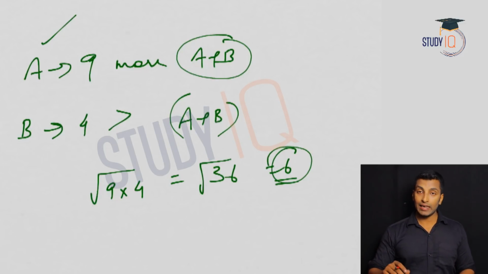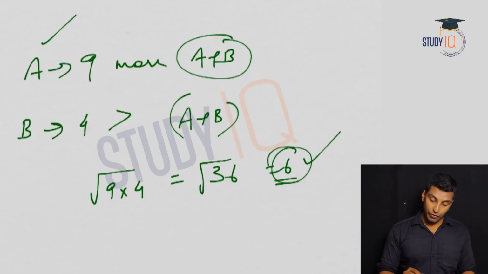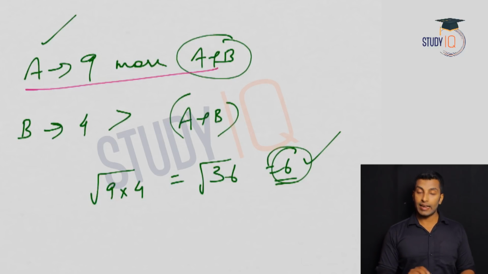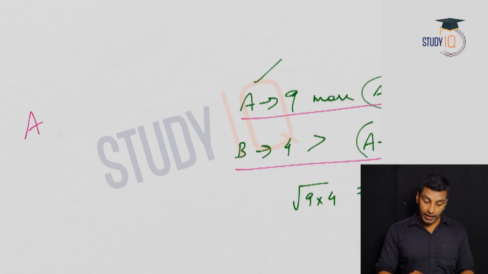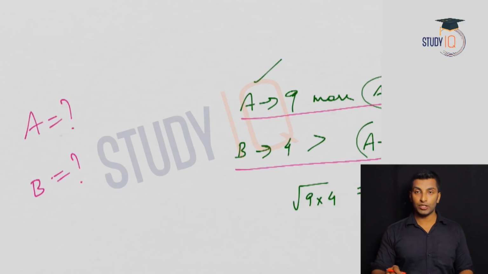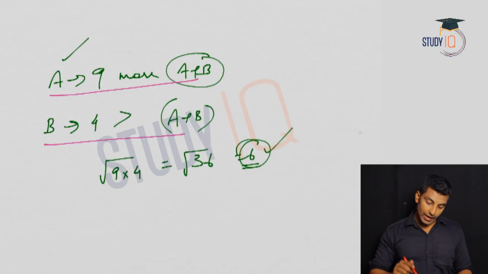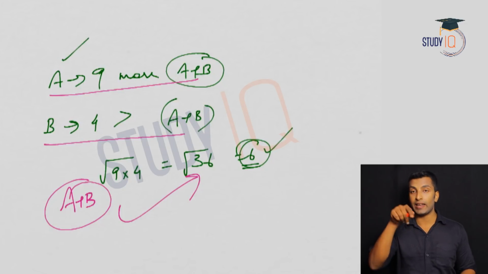So what is the question? If the question was A plus B working together, how many days is the work completed? 6 days. But I can ask you a different question also. See, A takes 9 days more than A plus B, B takes 4 days more than A plus B. I can ask about A takes how many days, or I can ask about B takes how many days. You understood? So first I need to find A plus B working together. That I can find easily just by taking root of the product. Okay, 9 into 4, 36. So I got A plus B.